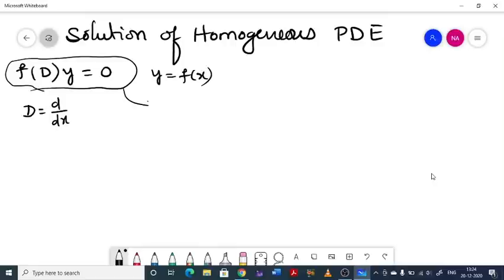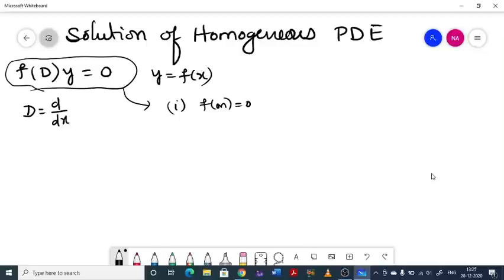Then to solve this equation, the first step is to write the auxiliary equation, that means f of m equal to 0. Then solve this auxiliary equation. If you have a polynomial of degree n here, then you get a total of n roots. Those roots may be real or complex numbers. Some of them may be equal or all of them may be distinct. So depending on the nature of the roots, we classify the solution into three types.